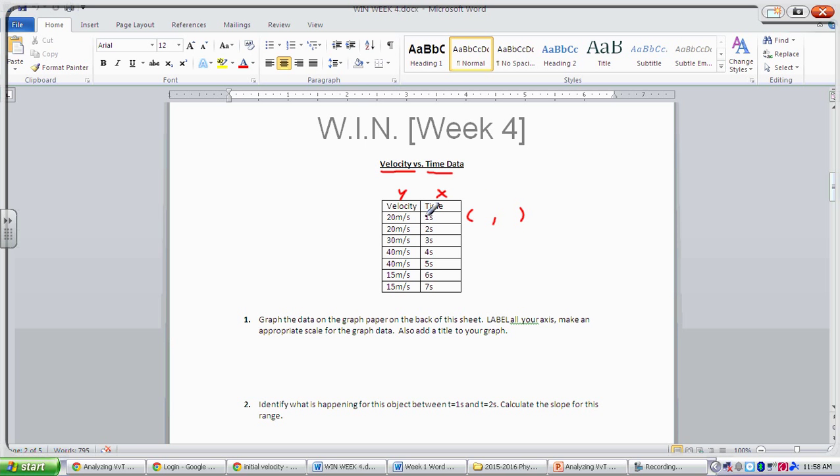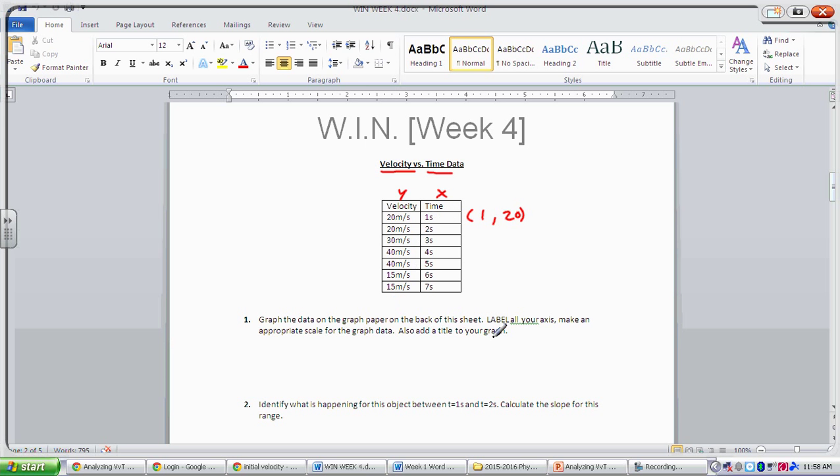So for this first one, 1 second, 20 meters per second, the 1 second is going to be your x value, and the 20 would be your y value. And you would just plug this point in like you would in math. So you'd go across 1 and then up 20 and then put your point for this data value.